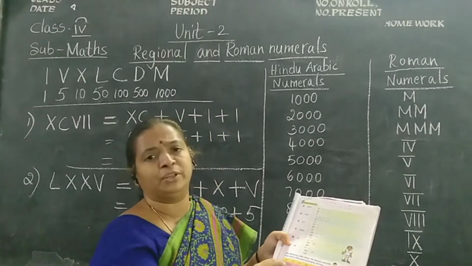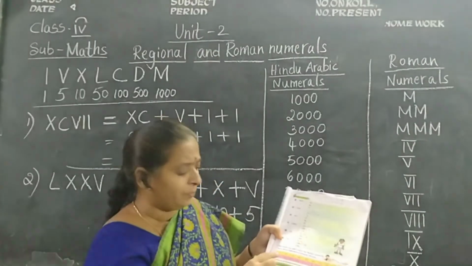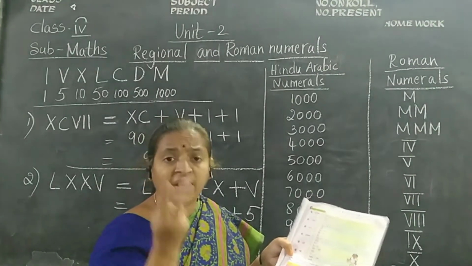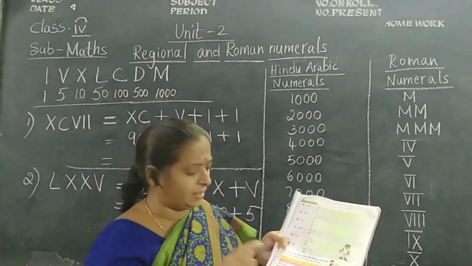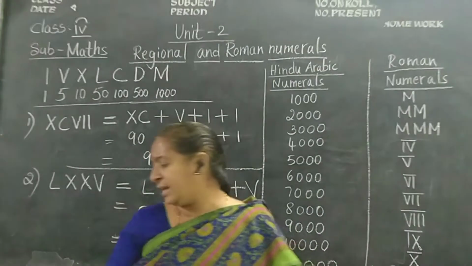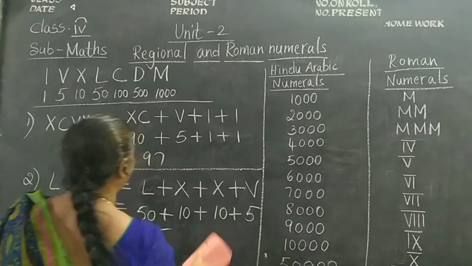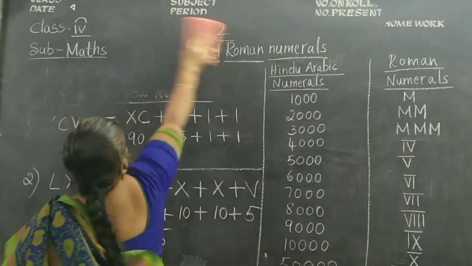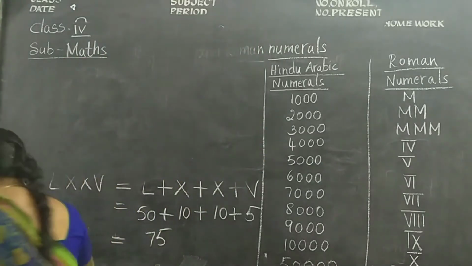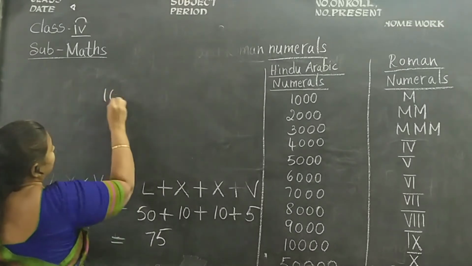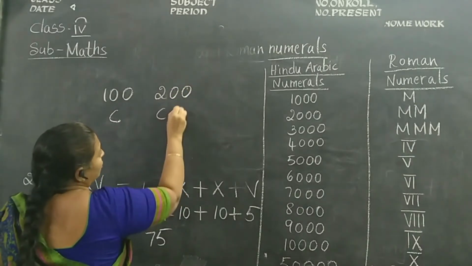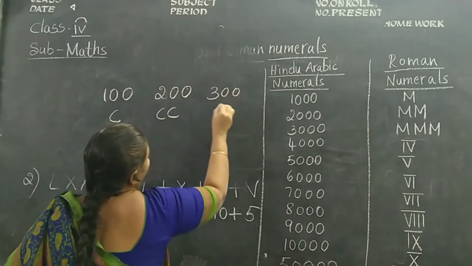Arabic numerals and Roman numerals. 100 is C, 200 is CC, 300 is three C's, because there are three hundreds in 300. And another one, 400 is CD, I will tell you, children. See children, 100 is C, 200 is also C C, 300 is three C's.